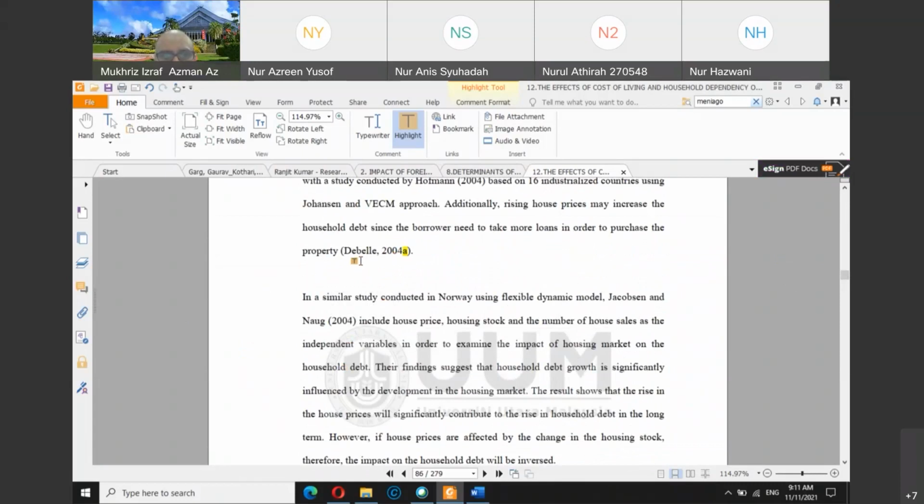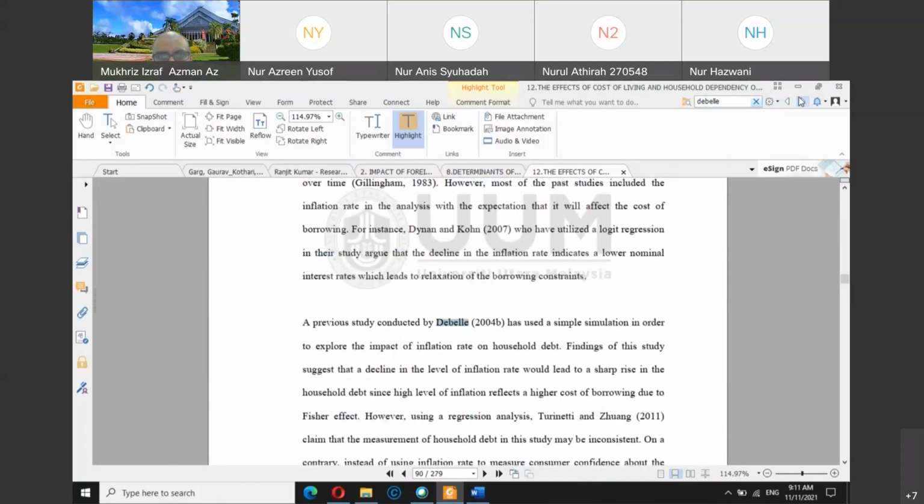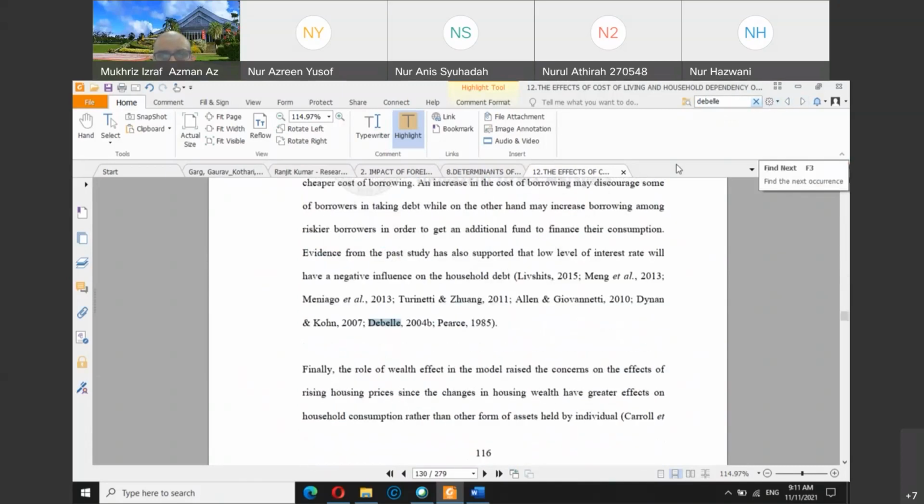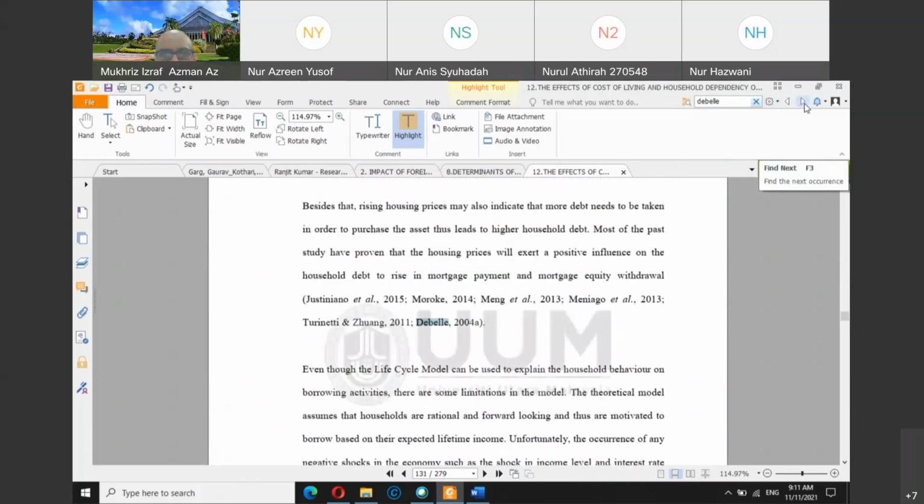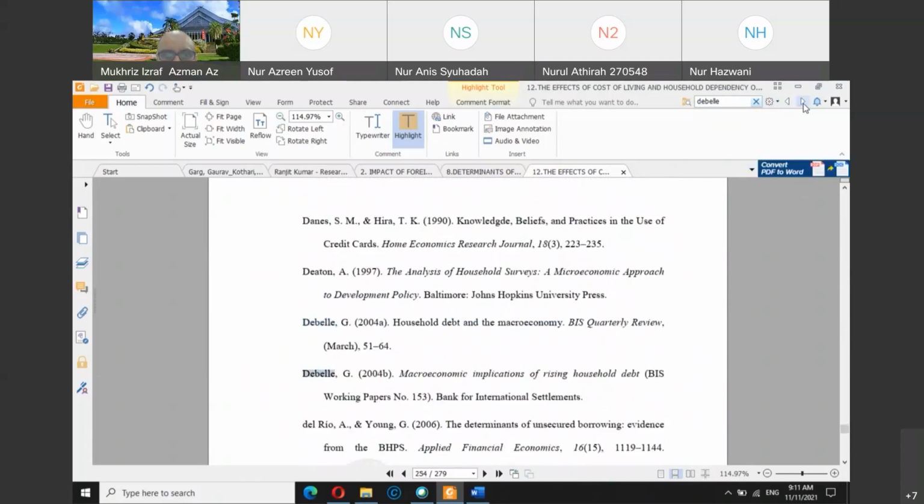Dibel 2004 A. So why do you have A here? A is when Dibel published two articles in the same year. So for example, if you look at Dibel, you can see this one is Dibel B 2004. The previous one was Dibel A. If you look at the reference, you can see here Dibel appears twice, meaning in the same year, the same author published two articles.